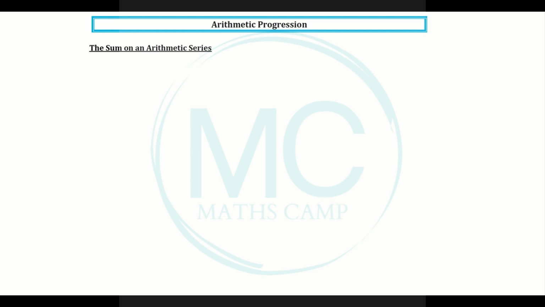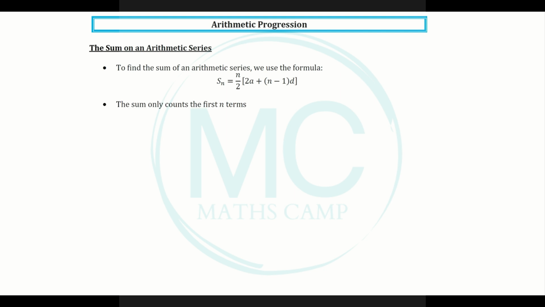Now I'd like to look at how we find the sum of an arithmetic series. To find the sum, we can use this formula. But please remember, the sum only counts the first n terms. We can find the sum of the first 10 terms, or the first 5 terms, or even the first 5 million terms. This formula allows us to count whatever number of terms from the first term onwards. But because of this, you need to be careful. If you want the sum of 10 terms, it will be the first 10 terms. You cannot randomly decide which 10 terms you want to count.